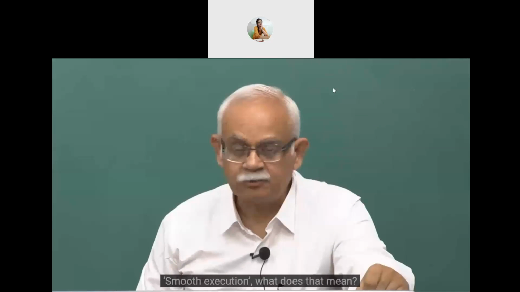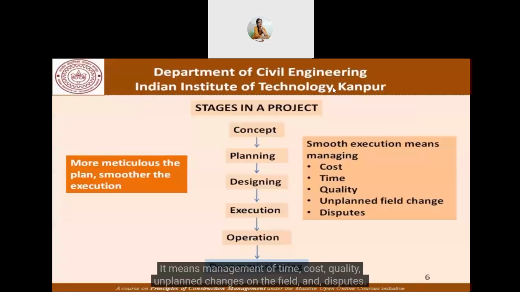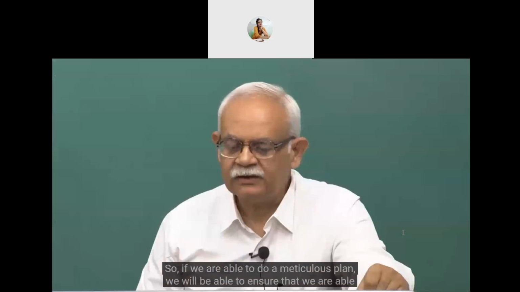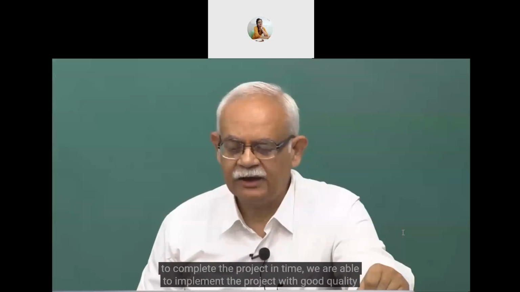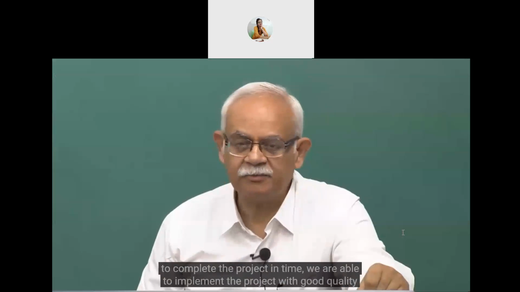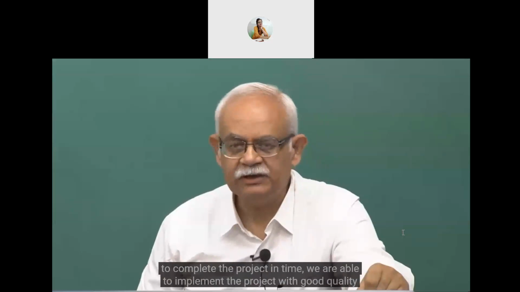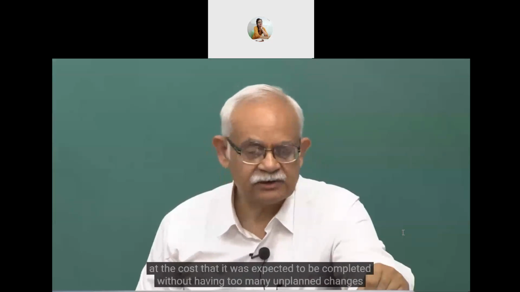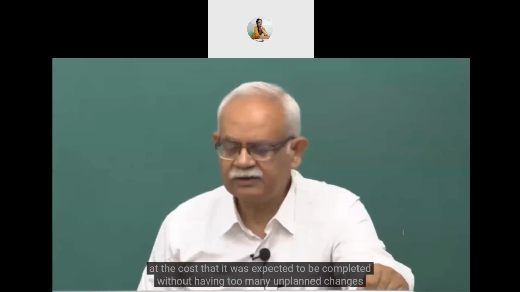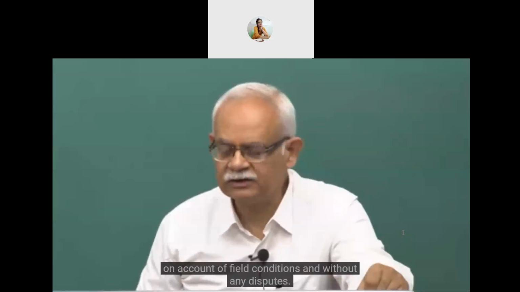Smooth execution, what does that mean? It means management of time, cost, quality, unplanned changes on the field, and disputes. So if we are able to do a meticulous plan, we'll be able to ensure that we are able to complete the project in time, we are able to implement the project with good quality at the cost that it was expected to be completed, without having too many unplanned changes on account of field conditions and without any disputes.